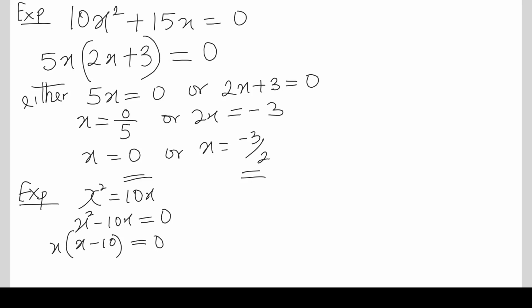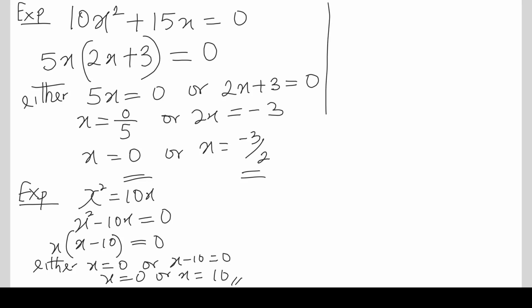Then we can say either x equal to 0, or we bring the one in the bracket, x minus 10 equal to 0. That means either x equal to 0, or x equal to 10. So these are the solutions to the quadratic equation. And of course, what if you are given another format, which is like this? Let me write it here.